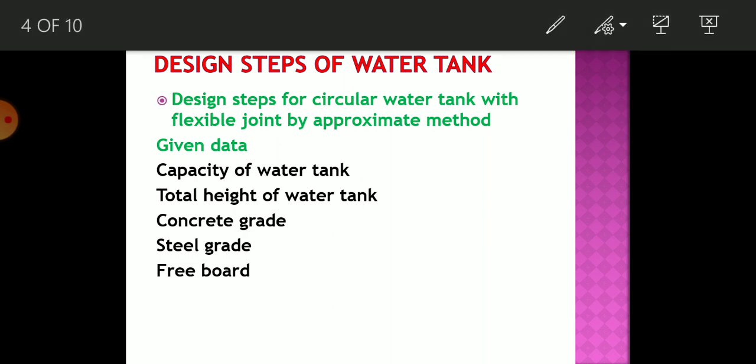Initially, what is the given data in the problem? Capacity of water tank is given, total height of water tank is given, grade of concrete is given, grade of steel is given, freeboard is given, then sigma CBC, sigma ST and sigma CT are also given. Now we will see what sigma ST, sigma CBC and sigma CT are.